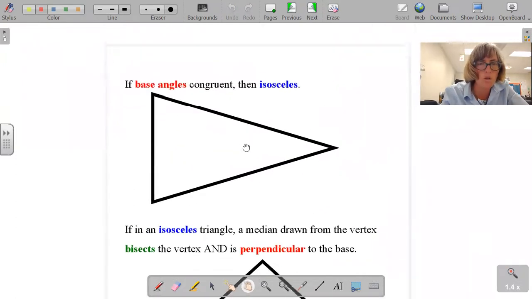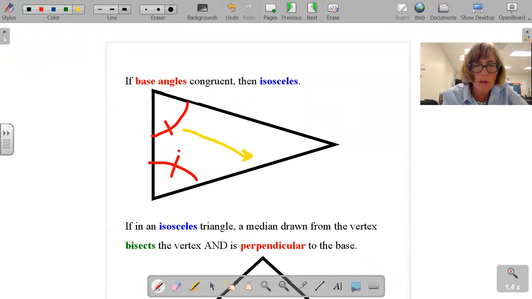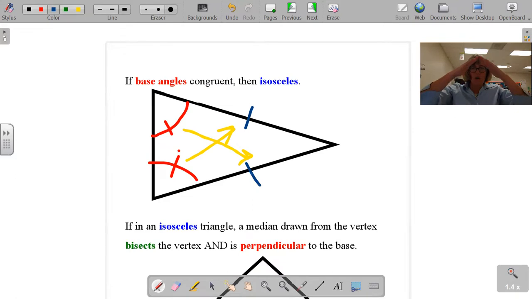The opposite is also true. If I start with two congruent angles, then imagine those hatch marks pointing to the sides. Then I have two congruent sides. If my base angles are congruent, then it's isosceles. So if I start with two equal angles, then the sides are equal. If the sides are equal, the angles are equal.